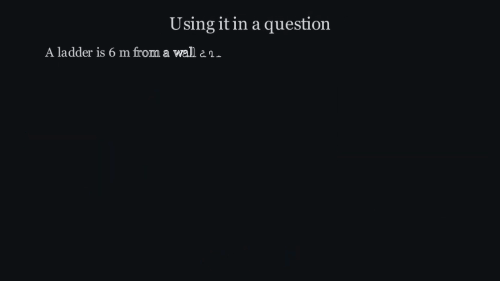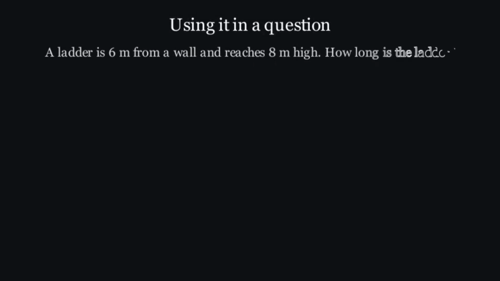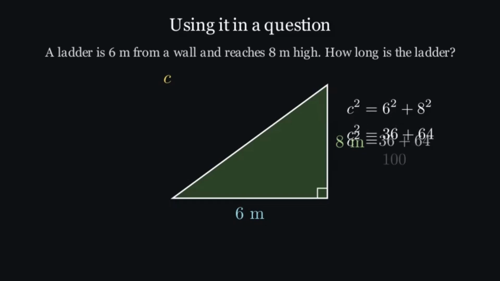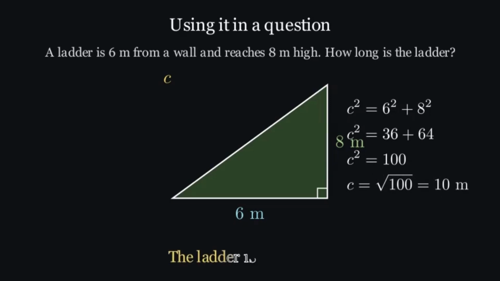Example 1. A ladder is 6 meters from a wall and reaches 8 meters high. The ladder is the hypotenuse, so we use c squared equals 6 squared plus 8 squared. That gives 36 plus 64, which is 100. So c equals the square root of 100, which is 10. The ladder is 10 meters long.